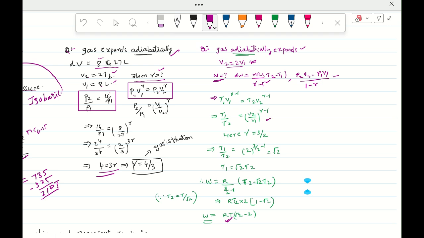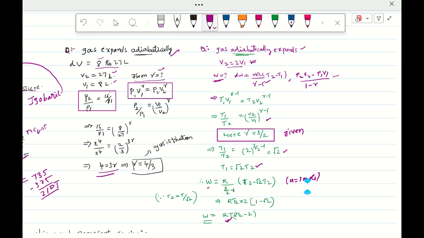So as usual, T1 by T2. And here gamma value is given 3 by 2. That means monoatomic is mentioned. So then gamma equal to 3 by 2 is a given value. So then 3 by 2 minus 1, 1 by 2. Therefore T1 by T2 equal to 2, T1 equal to root 2 into T2. Therefore now W is equal to, so here n value also 1 mole of gas. Since n is equal to 1 mole of gas, consider. Otherwise, nR keep like that, not a problem.